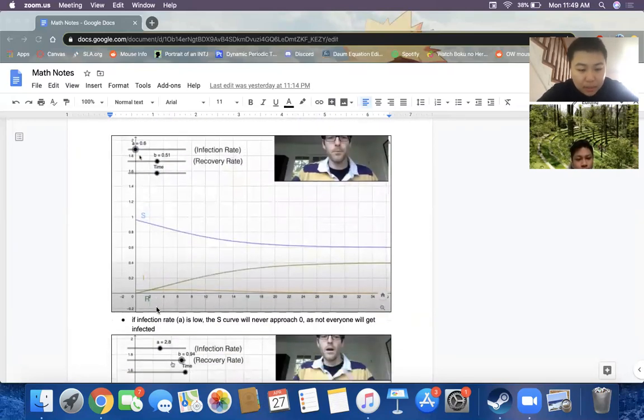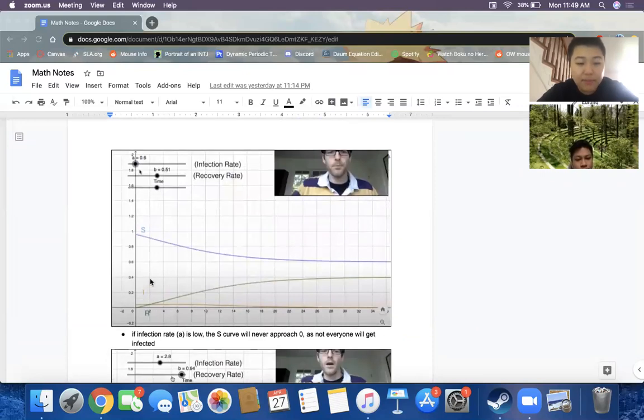And so, if we look at some of the extreme cases, if the infection rate is really, really low, if A is really low, then the S curve will never approach 0, because since the infection rate is so low, only a portion of the population will ever even get infected. So the number of people who are susceptible is always going to remain relatively high.